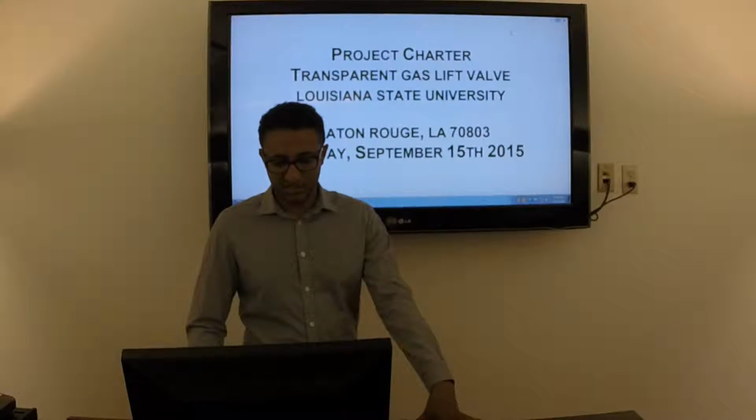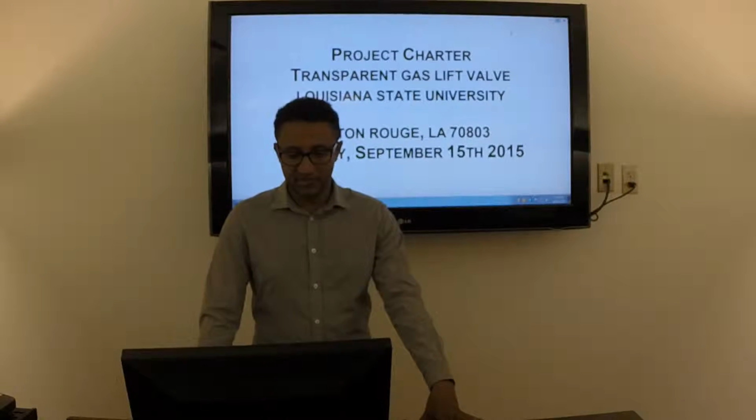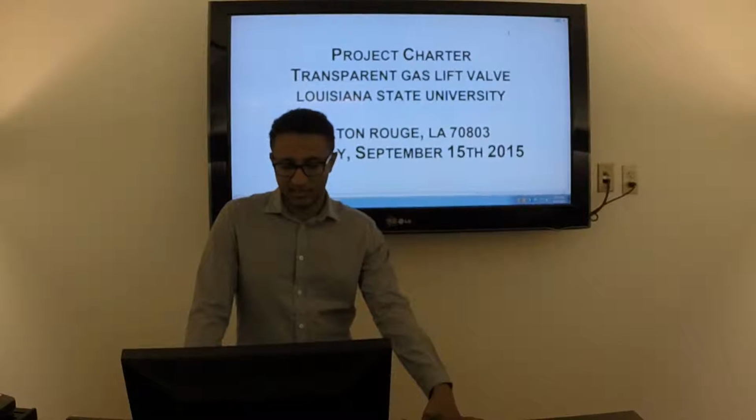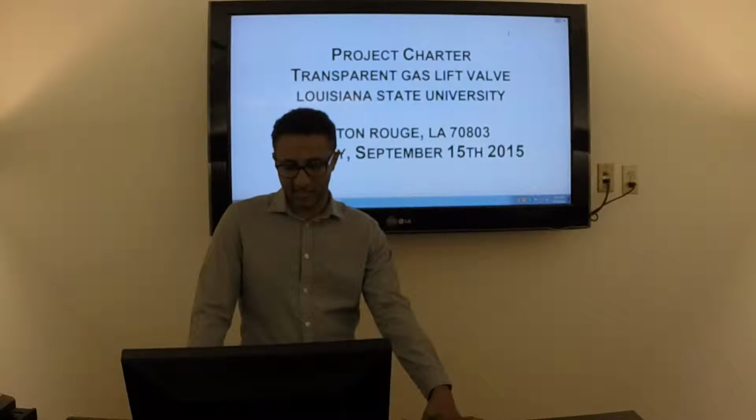Students of the Petroleum Engineering program will be able to receive a visual demonstration on how a gas lift valve operates, its role in the gas lift field operation, and the mechanics of the entire operation. The TGLV model will demonstrate the interaction between the injected gas and the fluids being produced.